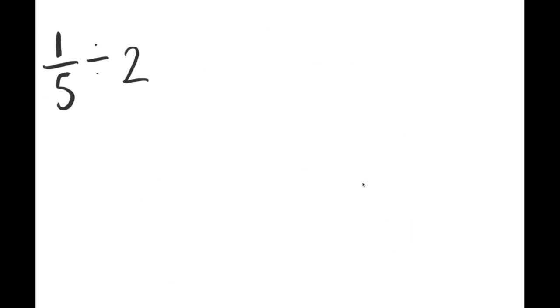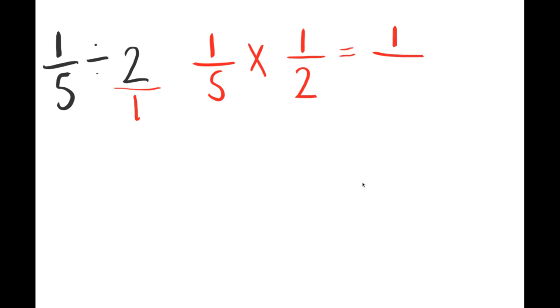Okay, let's do this next problem. 1 over 5 divided by 2. So in this one, again, keep the first term, 1 over 5. 2 is a whole number, so it's going to be over 1. And we're going to flip it to give us 1 over 2. Then change our division to multiplication. 1 times 1, all over 5 times 2 is 10. And there's our fraction.